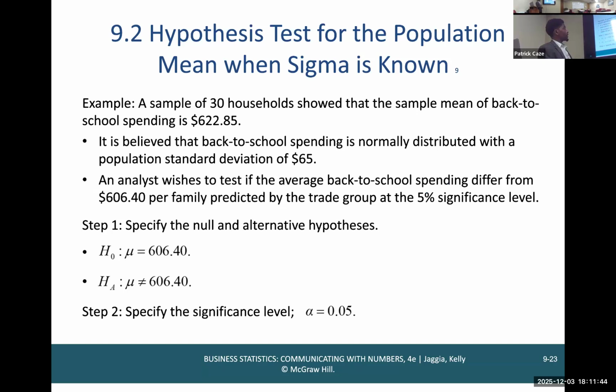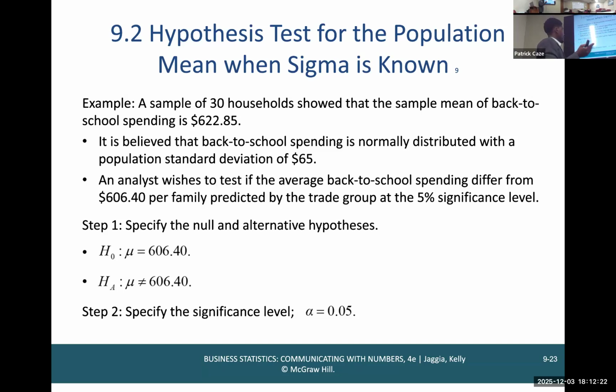As an example, a sample of 30 households shows that the sample mean of back to school spending is $622.85. It is believed that back to school spending is normally distributed with a population standard deviation of $65. So you have the standard deviation. And as I said before, the best thing is to start writing this stuff down as they give it to you. So you have the standard deviation, you have the null, and the sample.